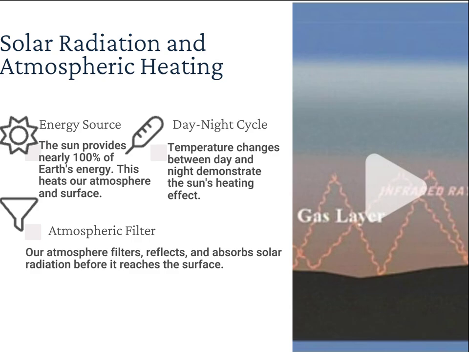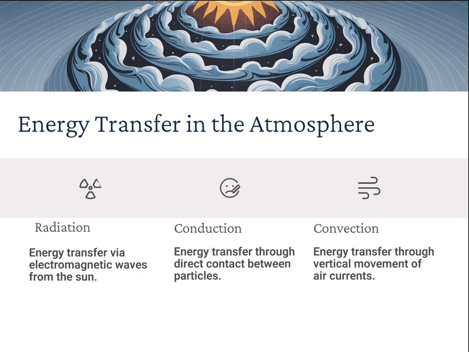Earth's atmosphere acts like a filter, absorbing some radiation, reflecting some back into space, and letting only a portion through to the surface. This filtering helps protect life by limiting the amount of harmful ultraviolet radiation and helps maintain a stable climate. We see evidence of this heating effect every day in the day-night temperature cycle. For example, deserts, which lack clouds and vegetation, often experience extremely hot days, followed by chilly nights, showing how quickly energy can be lost or gained.